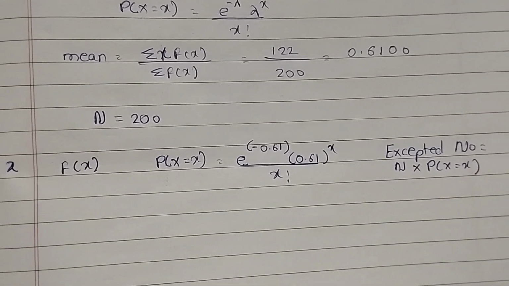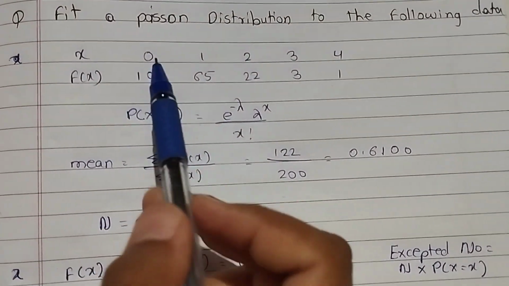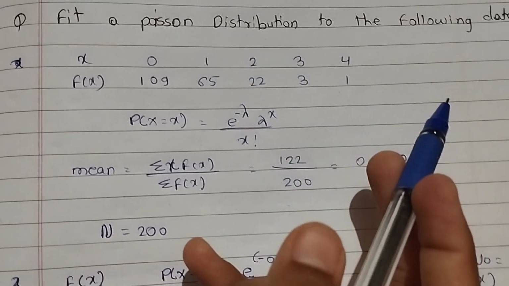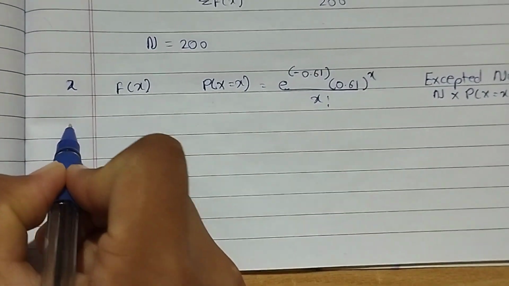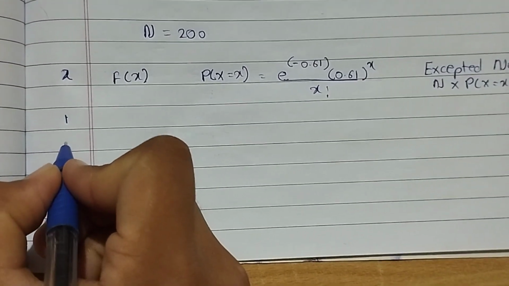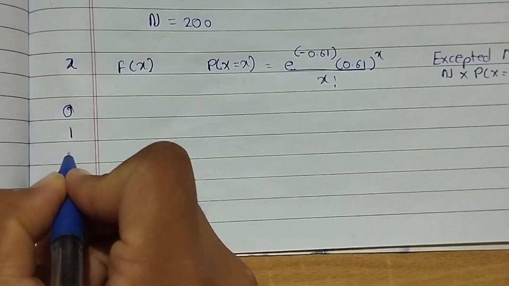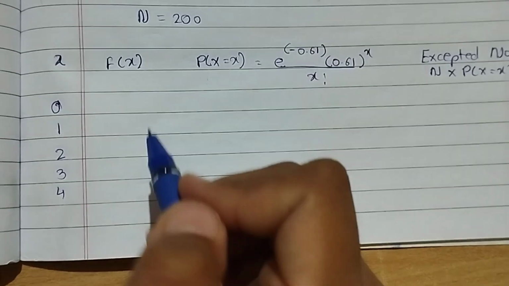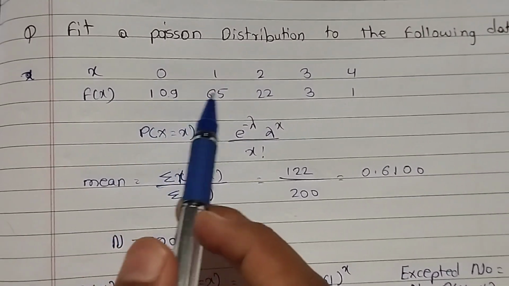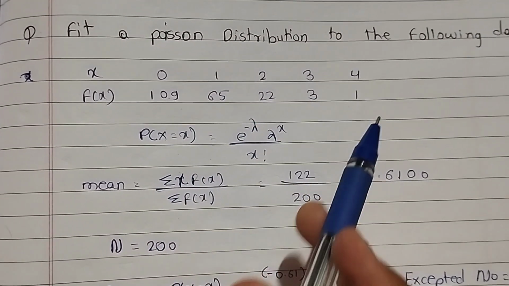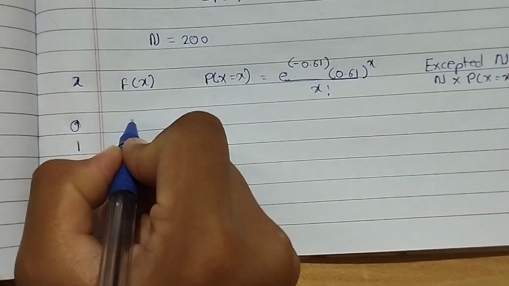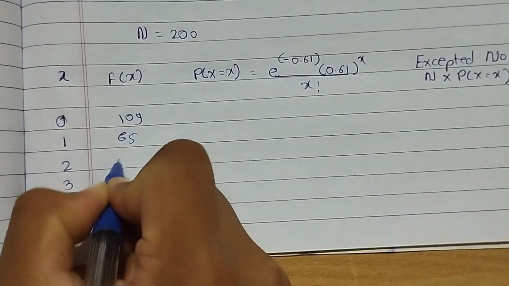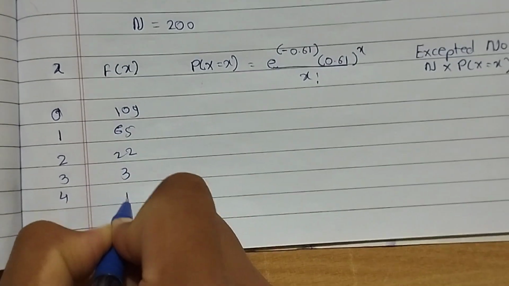Now we put all this value. So the value of x is 0, 1, 2, 3 and 4. So we write here, starting from 0, 1, 2, 3 and 4. Now the f of x: 109, 65, 22, 3 and 1.